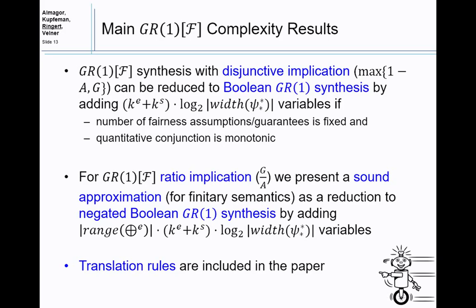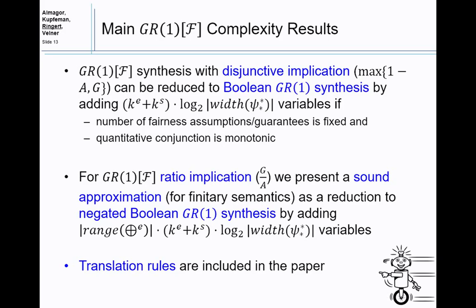And what we need for this reduction to work is that the number of fairness assumptions and guarantees is fixed and that the quantitative conjunction is monotonic, because then we only have to remember the highest value that we currently achieved. And we will show that if we drop any of them, then we can no longer reduce it to the Boolean Gr1 synthesis.